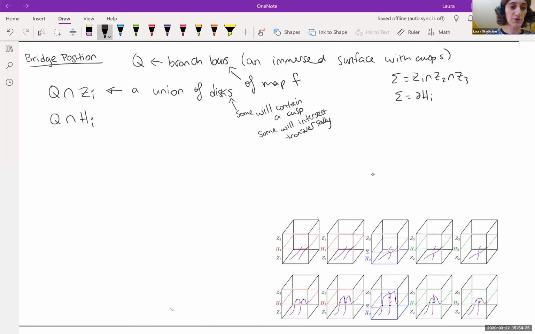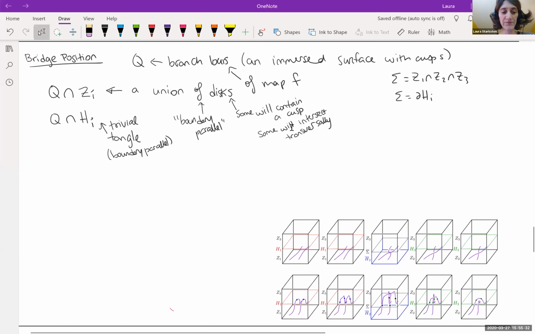And if you look at the three-dimensional pieces, the intersection with them is going to be a tangle. We want each of these tangles to be a trivial tangle, which means that it's boundary parallel. So I can isotope it into the boundary surface sigma. If I glue two of these tangles together for two different H_i, then I'll get the boundary of these disks. If they're smooth disks, their boundary will be an unknot. These disks should not be just general disks, they should be boundary parallel. And if the disk contains a cusp, then the boundary of that disk is going to be a positive trefoil if you consider orientations correctly.